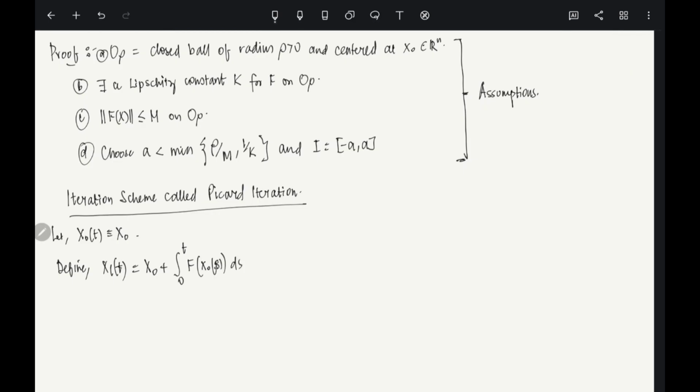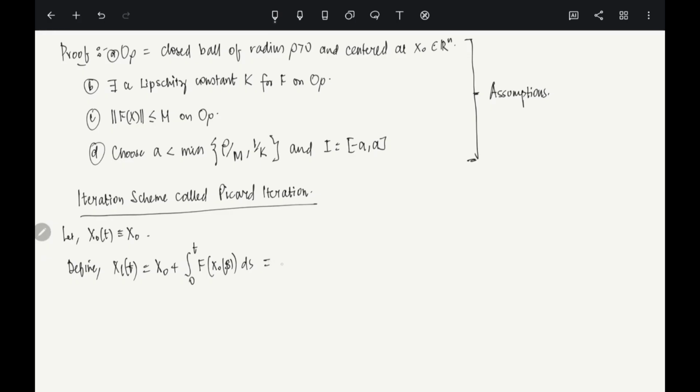So x1 of t equals x naught plus the integral from 0 to t of f of x naught of s ds. What is x naught of s? It is x naught, so it is f of x naught. F of x naught is essentially a constant vector, so I can take it out. The integral from 0 to t of ds is t. So x1 of t equals x naught plus t times f of x naught. Now, since t is less than a, you know how we are getting this, right? And the norm of f of x naught is less than or equal to M. Clear?